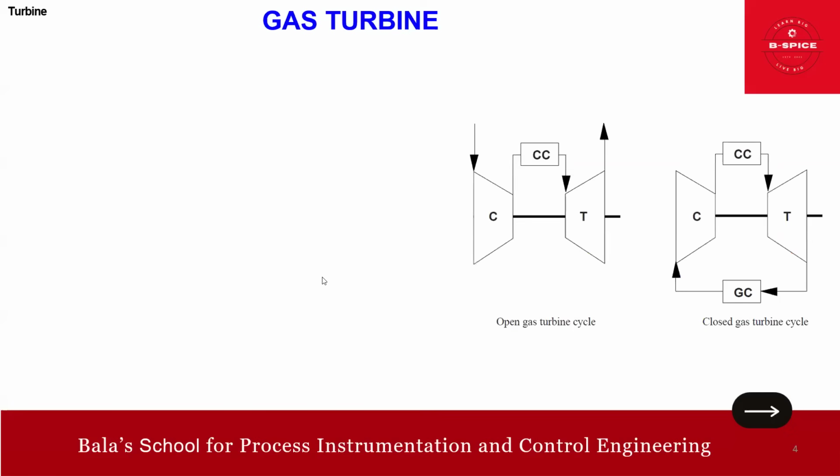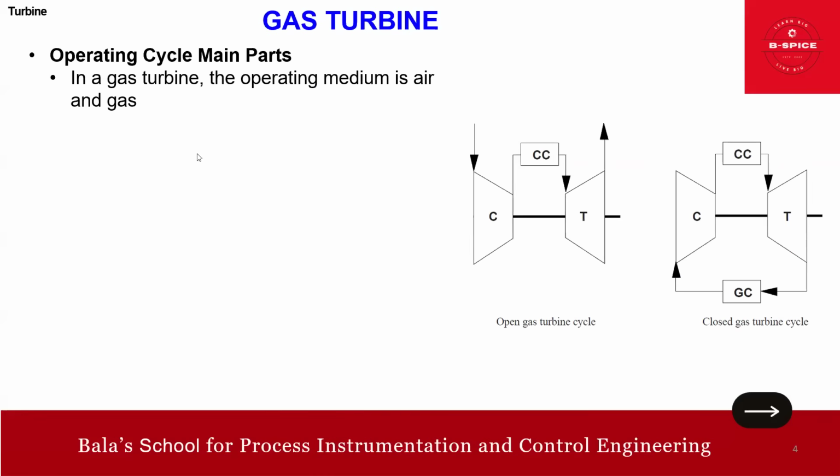Now I'll get into the main part, the operating cycle. What is happening inside the turbine? With the help of an open gas turbine cycle and a closed gas turbine cycle. Okay. In a gas turbine, the operating medium is air and gas, right? So the flow runs through various stages of the cycle.